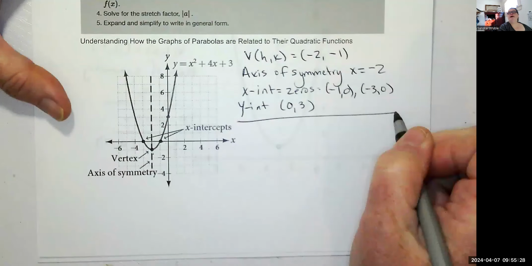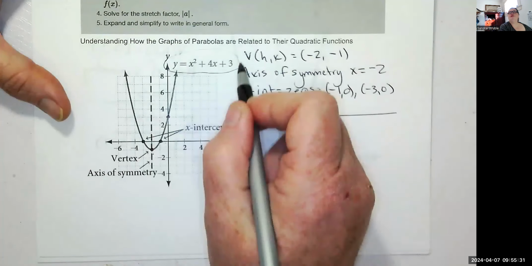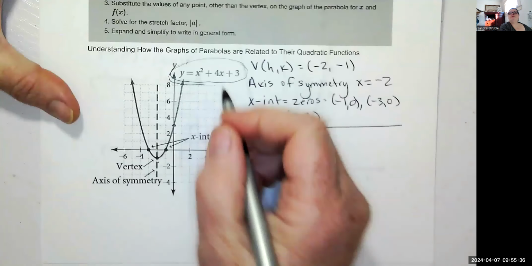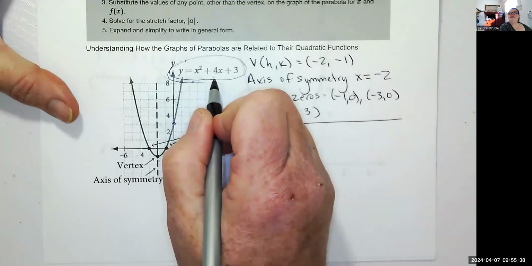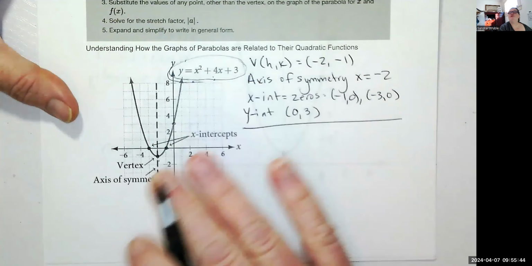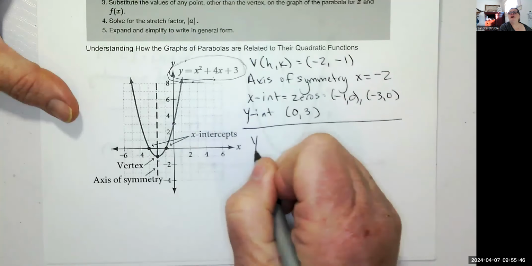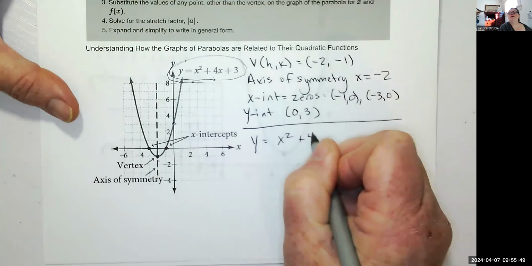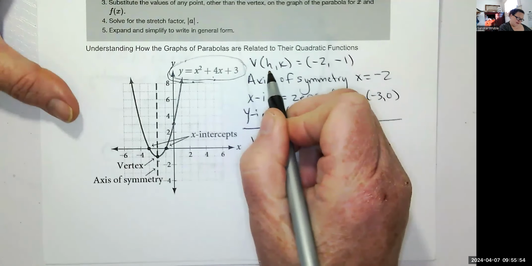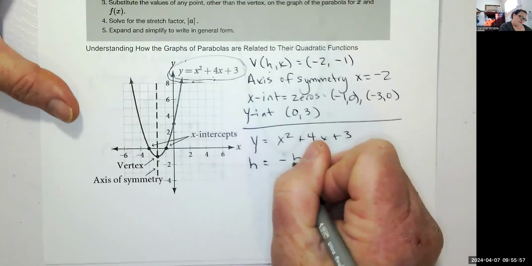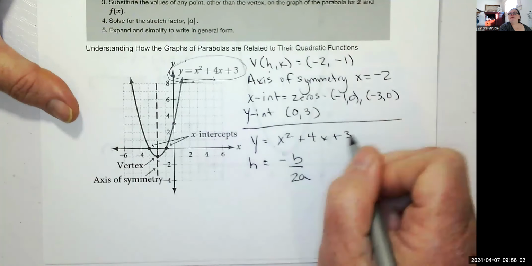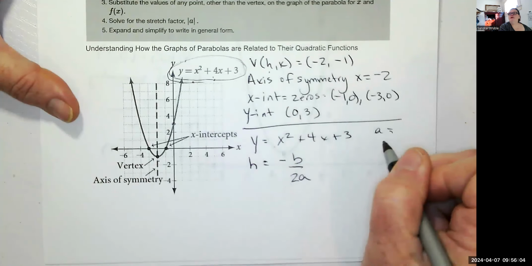Let's go through here and write. This is the general form up here, the general form of the quadratic. That's what this is. Let's take this and find our vertex just using this, just to have another example. So we've got y equals x squared plus 4x plus 3. Well, h, which is the x value for your vertex, is equal to -b over 2a. So we need to know what a is and what b is for this.